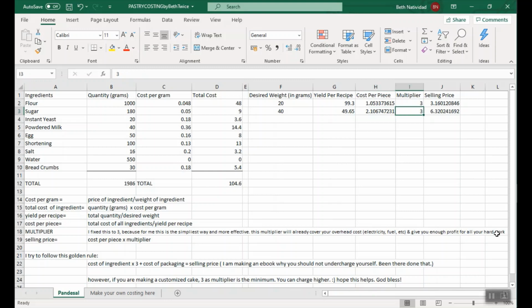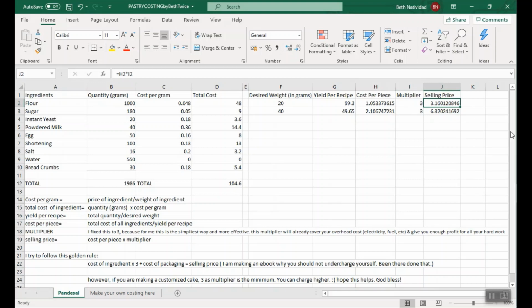So, how do you compute for the selling price? I follow this golden rule. Golden rule talaga. Cost of ingredient times 3 plus cost of packaging is equal to the selling price. So, ayun. Kaya may times 3. So, ang ginawa lang sa selling price is kung ano yung cost times 3, ito yung selling price.